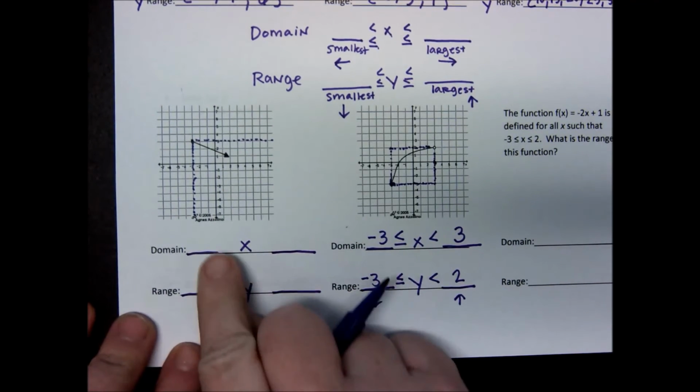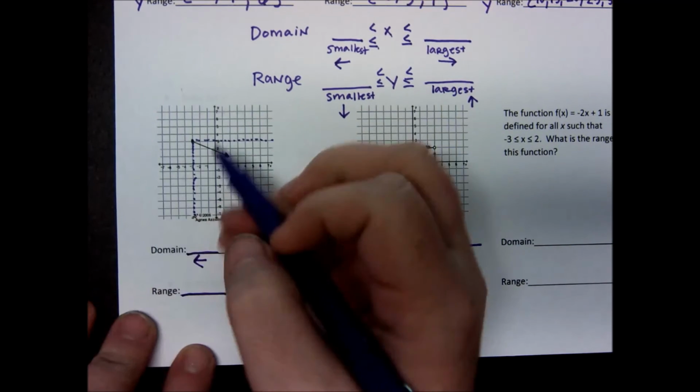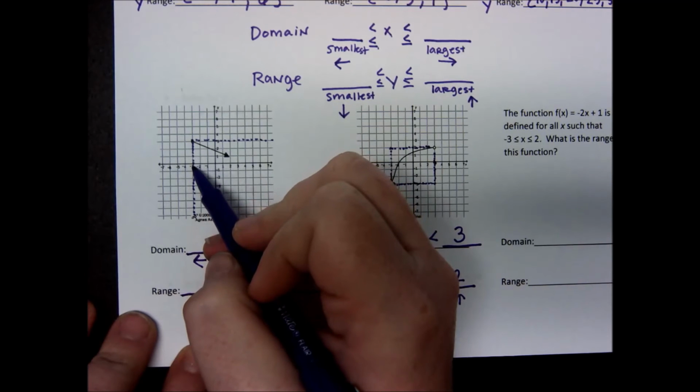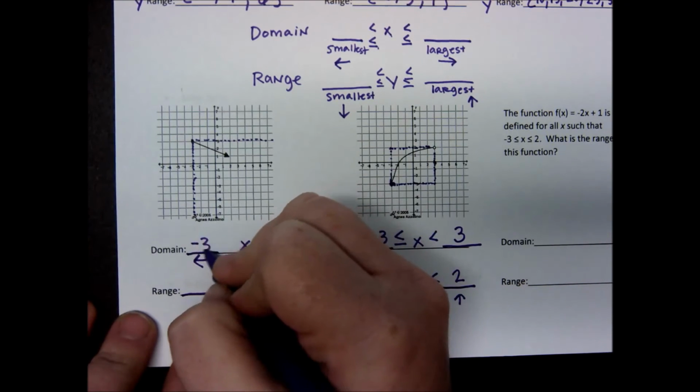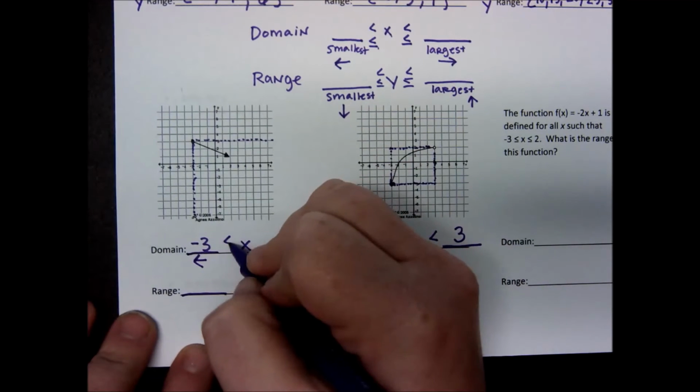So with my domain, remember I'm starting at the farthest left it can go. So I know that left-wise it can go all the way out to -3. So I'm going to start with there. And at -3 there was a solid dot, so it would be less than or equal to.